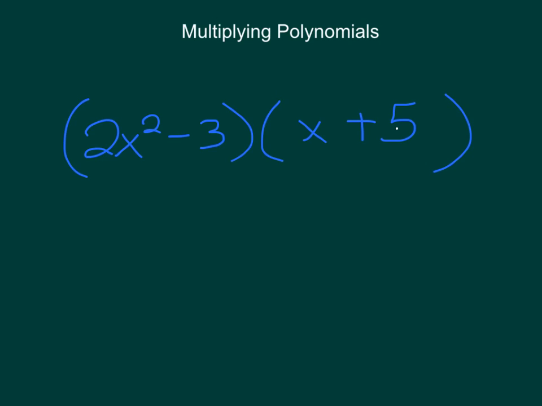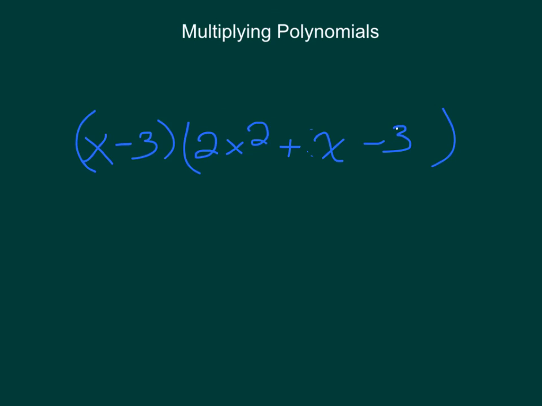Okay, this is just a double distribution, but notice that one of them has the x squared and one of them doesn't. So be careful when you're combining like terms. This one is going to have those 6 lines of distribution.